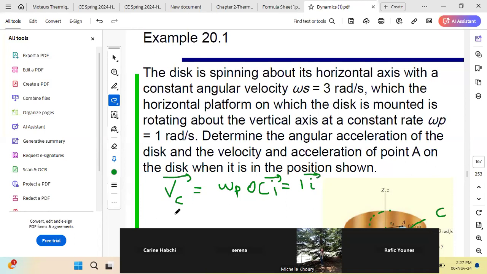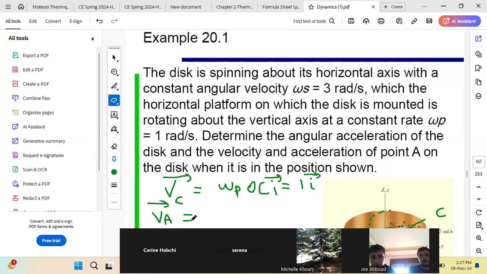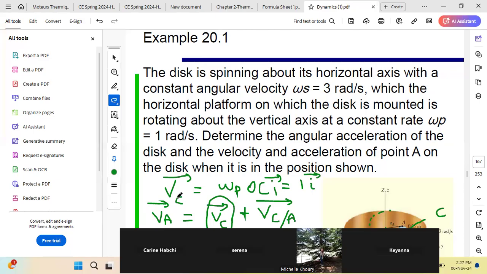Now, if you want to write the total velocity of point A, you can say that VA is due to two effects. It's due to the rotation of the axis about the Z-axis, which is due to the velocity of point C, plus we can add to it the velocity of A relative to C. Okay? Now, this first component is the one that we calculated here.